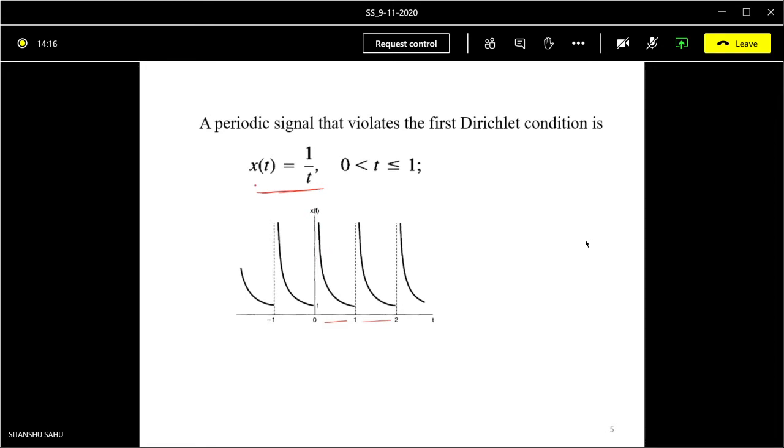Now if you go on summing this x of t within this period 0 to 1, you see it is going to infinity. It goes on like this, parallel to the y-axis. So that means this is not a convergent signal. It is going to diverge if you go on adding up all the values, or if you go on taking the integration over 0 to 1. So this is not an absolutely summable signal, and the Fourier transform of this may not exist. This is the first Dirichlet condition.